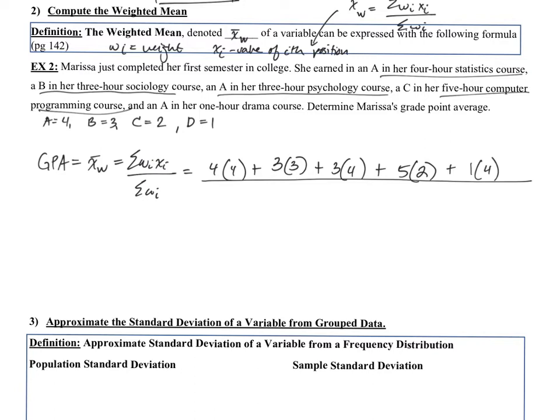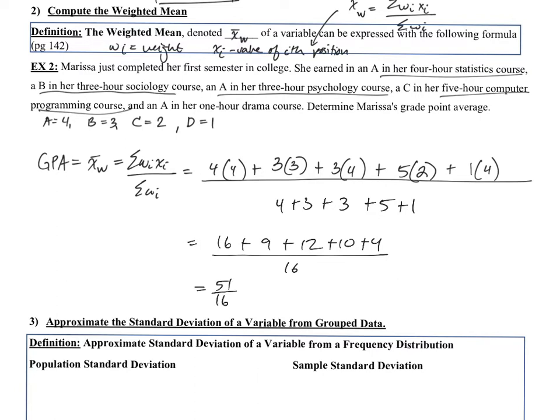Okay, so then let's go ahead and add up all the weighted values, which we have are 4, a 3, another 4, sorry, another 3, a 5, and a 1. And then let's see, what do we get? 16 plus 9 plus 12 plus 10 plus 4 divided by 5, 10, 16. Which we get 51 over 16, which, bringing this to the side, the GPA is 3.19. So you'd write a sentence saying Marissa's grade point average for her first semester is 3.19.